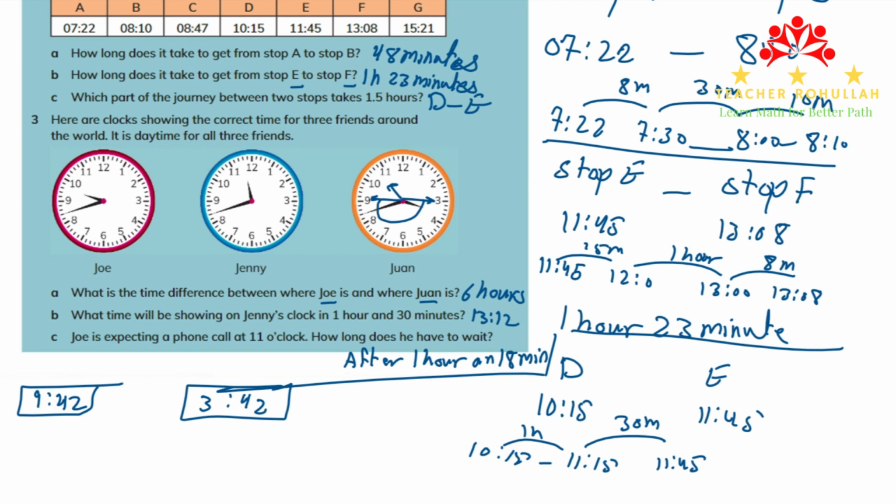So this is all about the last part of chapter 16, which is about time. I hope it helps you learn how to find the interval between two time periods and also how to find the differences between two time zones where, for example, Joe, Jenny, and Yuan were living.